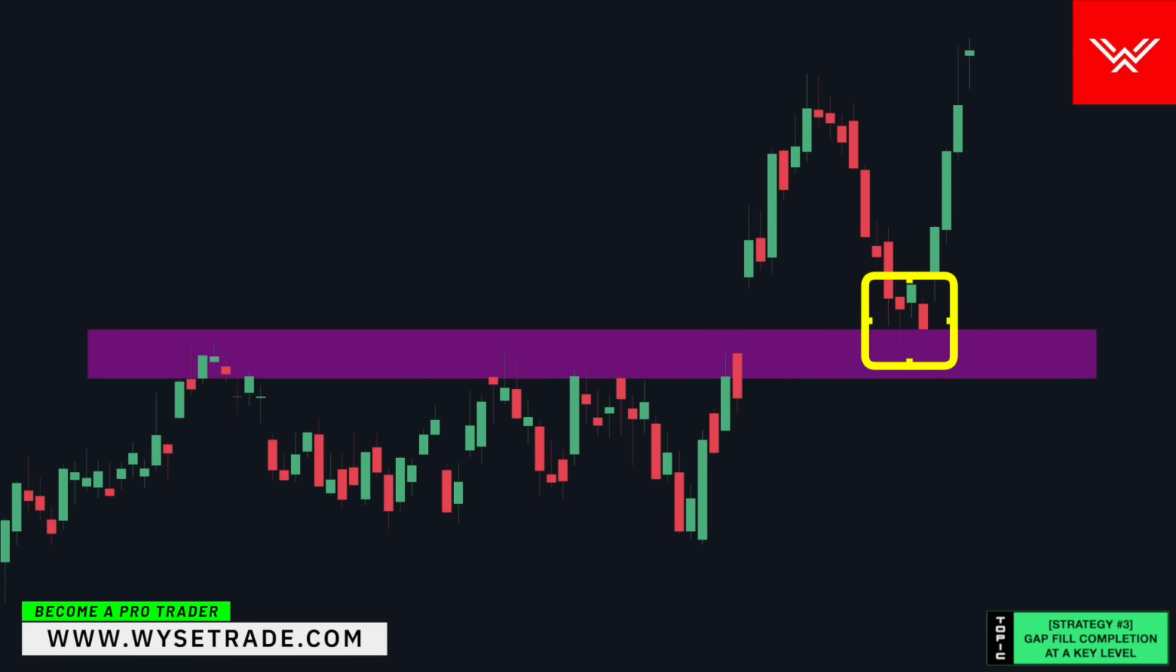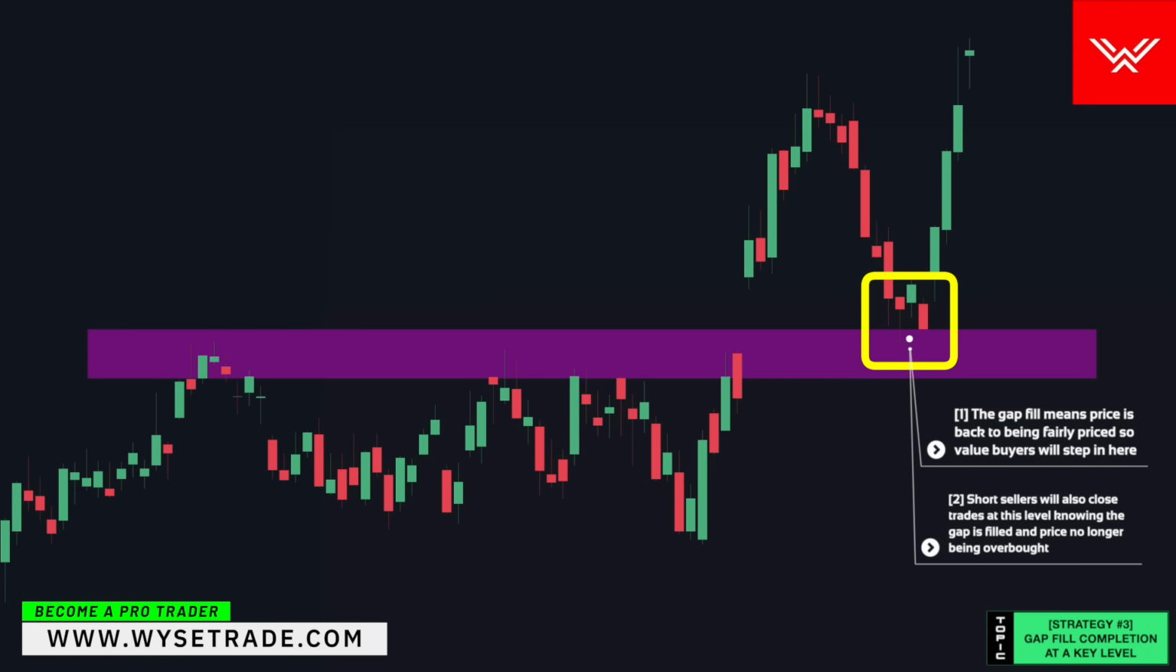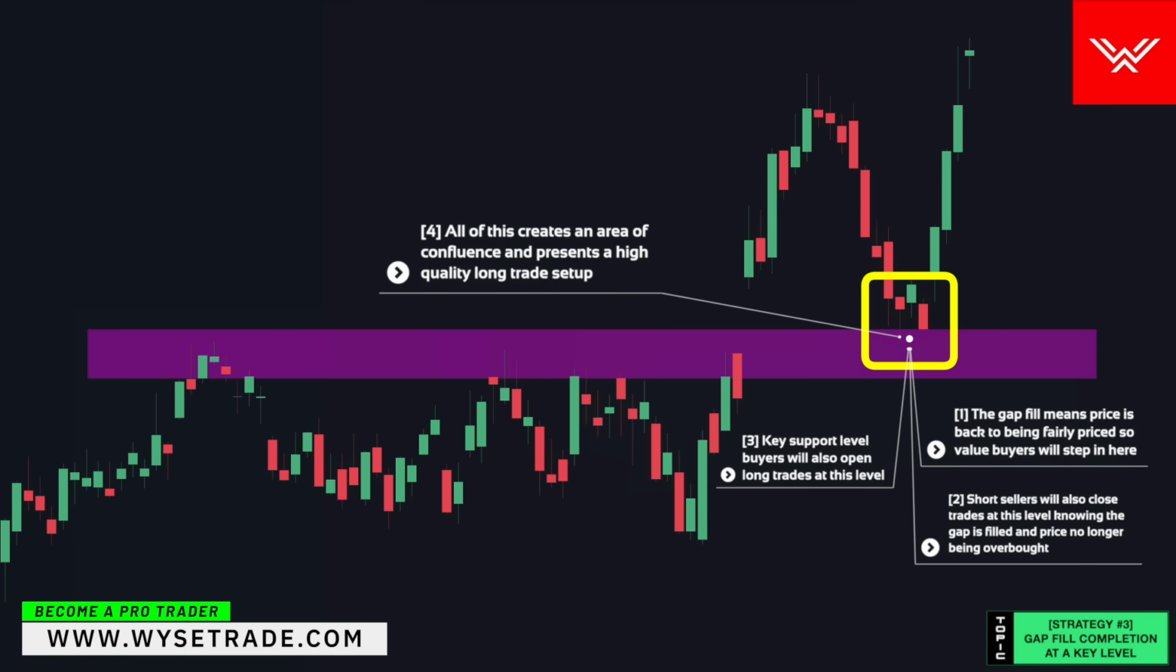The reason this is a high quality trade is because the gap fill completion means price is back to being fairly priced, so value buyers will step in at this level. Short sellers will also close trades at this level, knowing the gap is filled and price no longer being overbought. Key support level buyers will also open long trades at this level. All of this creates an area of confluence and presents a high quality long trade setup.